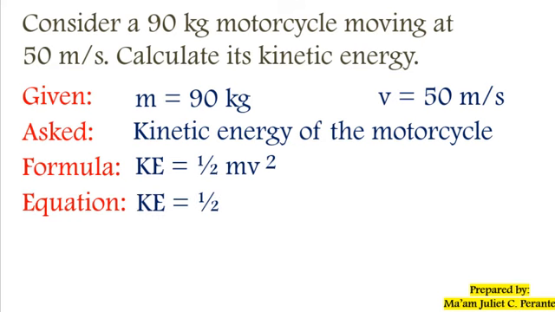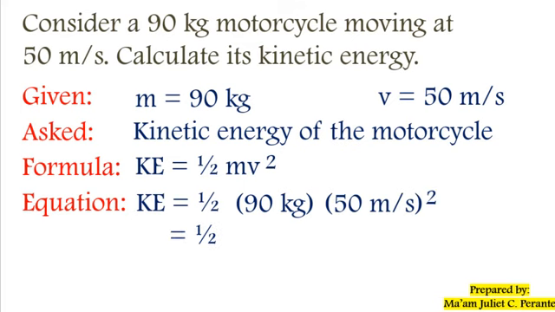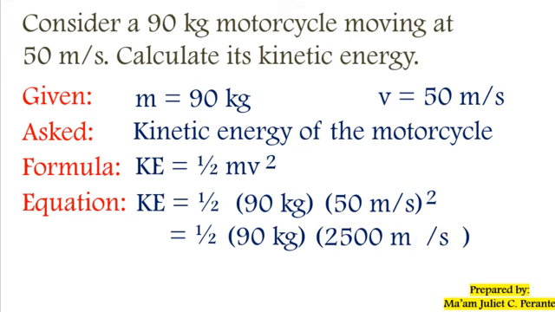So bring down one half, and the mass is equal to 90 kilograms, while the v or velocity is equal to 50 meters per second. And according to the formula, we have to square it. Then bring down one half, bring down 90 kilograms, and square first 50, which is equal to 2,500. And if you square the value, you have to square also the units, so it will become meters square and seconds square.